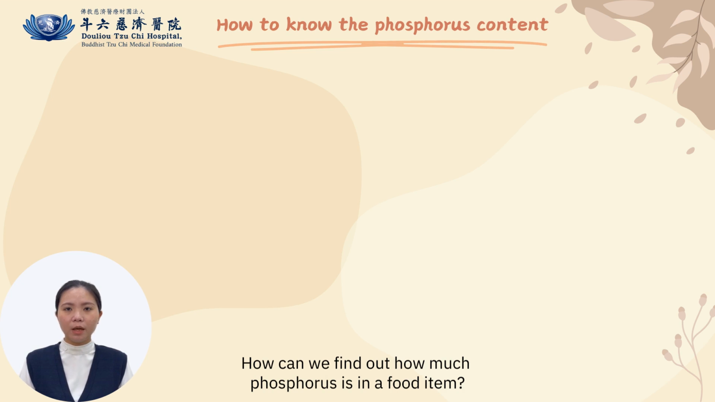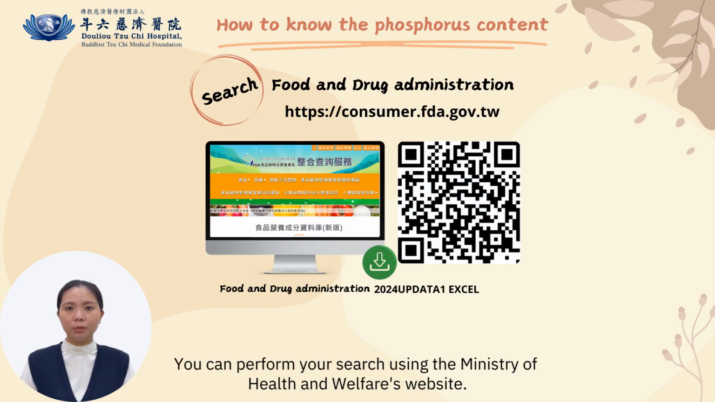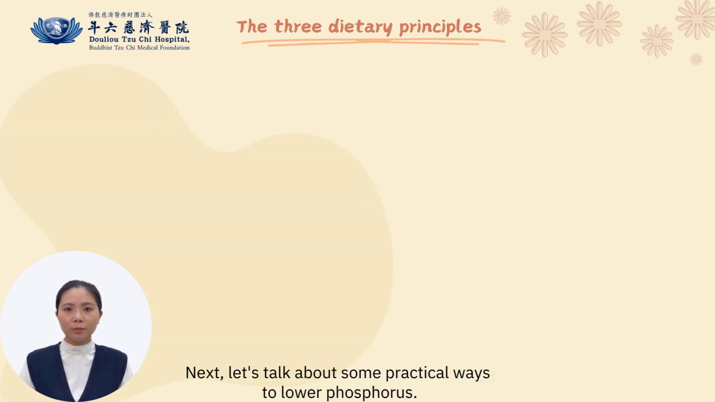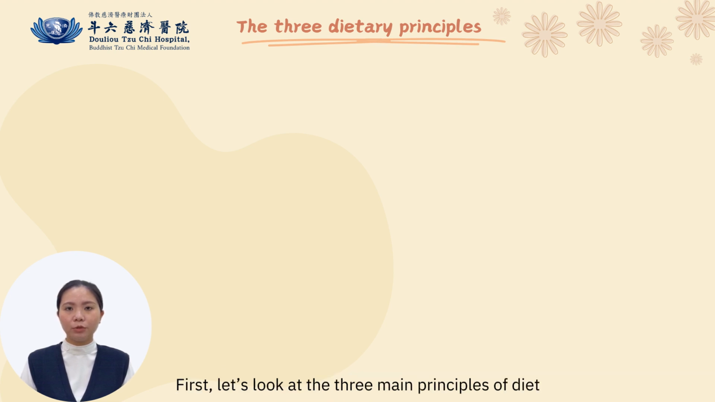How can we find out how much phosphorus is in a food item? You can perform your search using the Ministry of Health and Welfare's website or visit the TFDA Consumer Food and Drug Information Platform website for more information. Next, let's talk about some practical ways to lower phosphorus. First, let's look at the 3 main principles of diet.